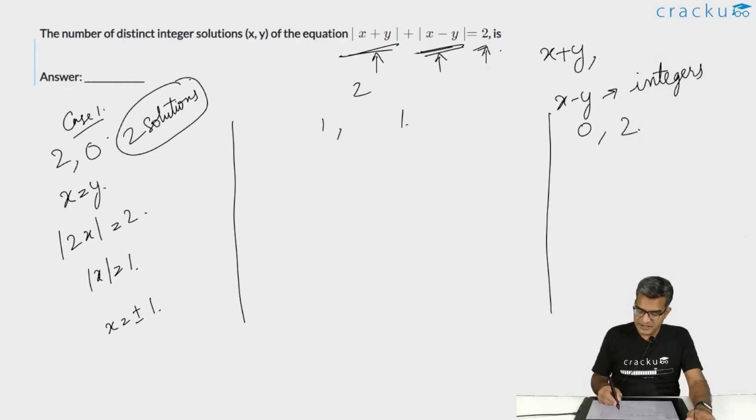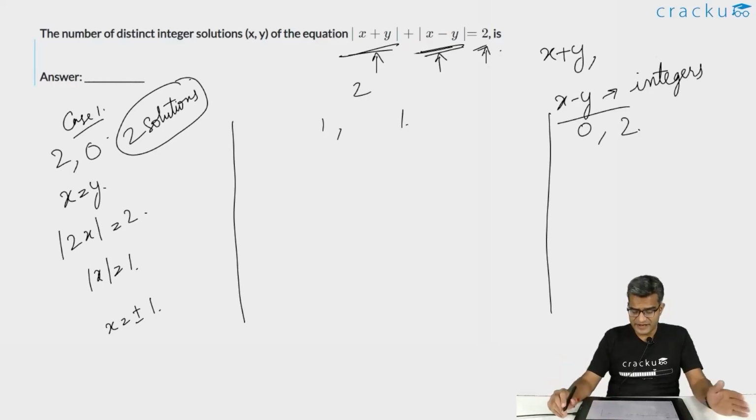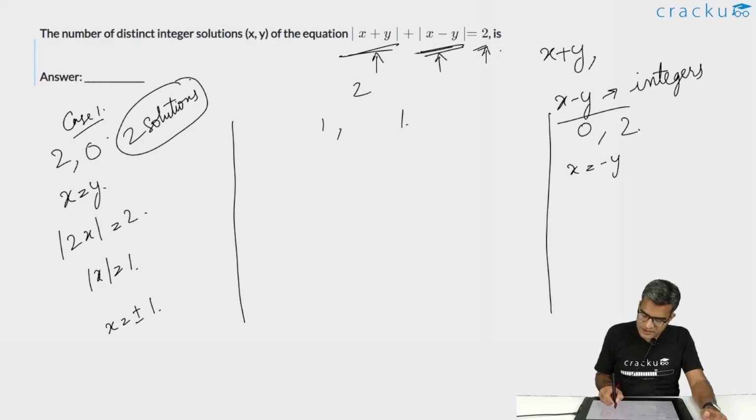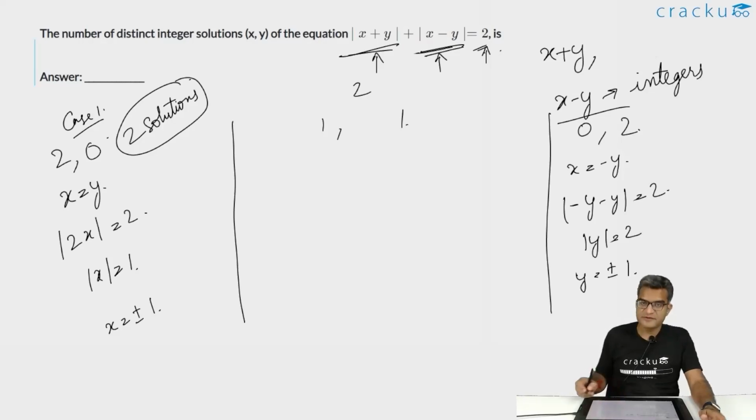In the next case, where modulus of x plus y is 0, we want x to be equal to minus y. This would imply that minus y modulus of this is equal to 2, or modulus of y is equal to 2, or y is plus or minus 1. So here either y is 1 and x is minus 1, or y is minus 1 and x is 1. Again we have two solutions here.